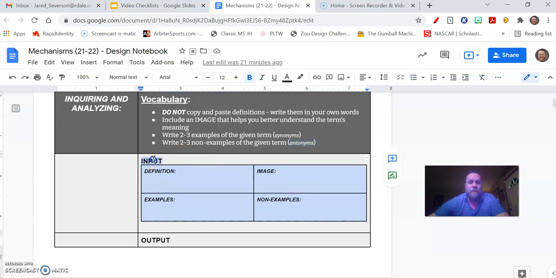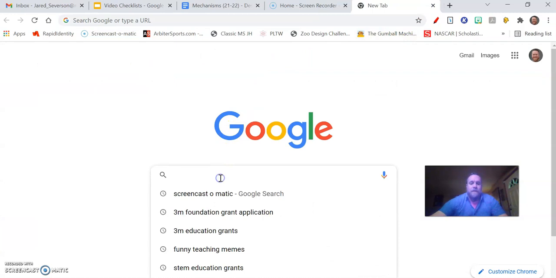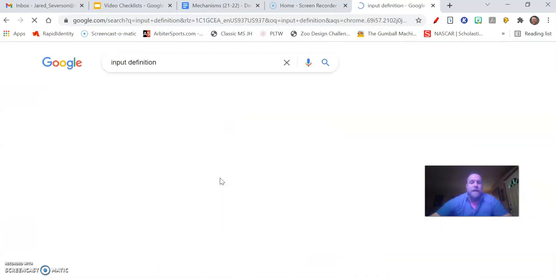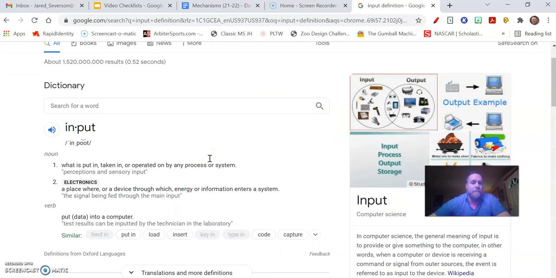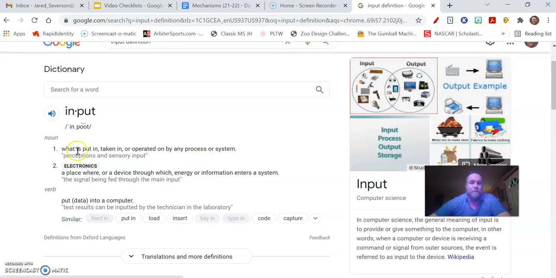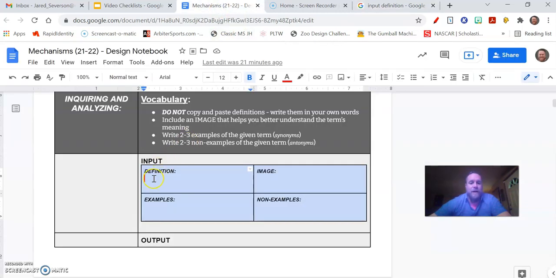Okay, so the first term is input. Again, you see the definition in the upper left-hand corner box, image in the upper right-hand corner, examples and non-examples. What we find the easiest way of doing this is just going to Google, typing in input definition and seeing what comes up. Input is pretty simple, kind of like it sounds. It's put in, taken in, or operated on by a processor system. And so then you just go back here and type that in: what goes into a system. All right, there's a simple definition. I understand what that means. I put it into my own words.